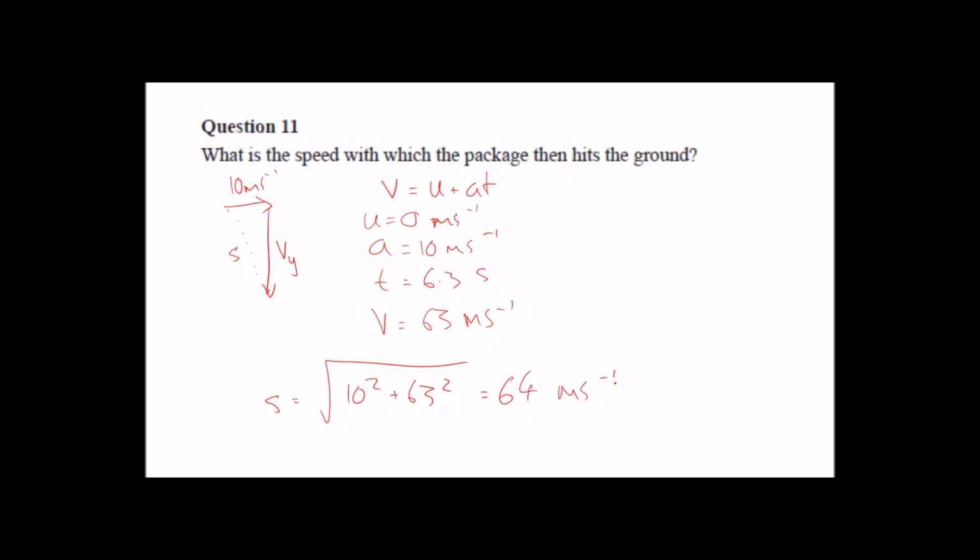Now, it might seem a little bit weird that the horizontal component makes so little difference, but because of how much bigger the vertical component is than the horizontal component, it just really sort of overpowers it. To draw this triangle accurately, if you think about your 10 meters per second like that, well, your vertical component is actually 6 and a bit times longer, so it's really more like that. And you can see that the hypotenuse here is not much bigger than the vertical component.